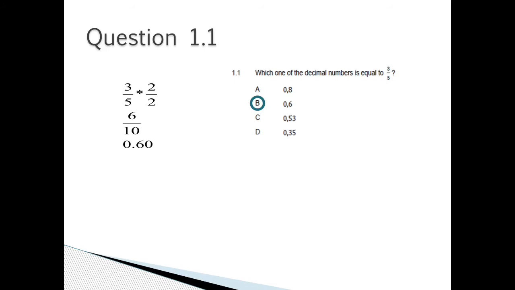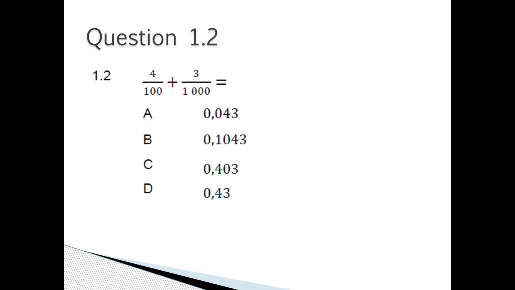So if you did 3 over 5 times 2 over 2, you'd end up with 6 over 10, and the decimal will be 0.6. Question 1.2.